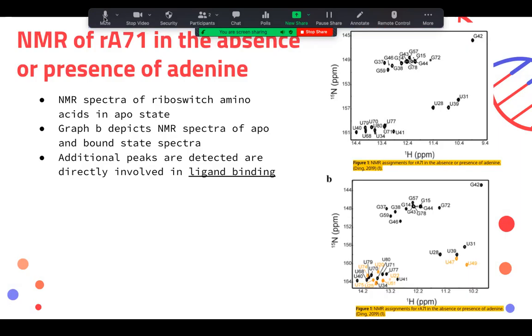Yeah, so here we have some of the NMR spectra data of the riboswitch in both the apo and bound states. As you can see from graph A, in comparison, graph B has the presence of 8 additional peaks, all being uracil. And so these are directly involved in the ligand binding to the binding pocket, which makes sense. The ligand being bound is adenine, and its complementary residue would be uracil.